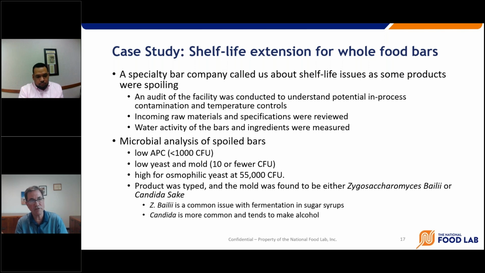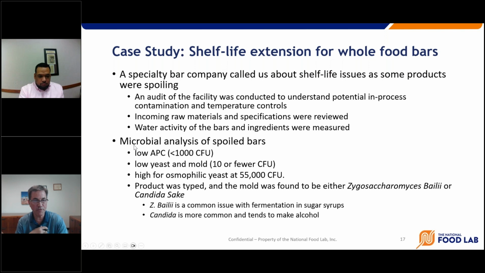So to start, we looked at what's going on in their facility. Are there places where we can maybe help them with sanitation, where they may be contaminating ingredients? Are there temperature controls? What do the raw materials look like? Are there specifications that might say, well, here's where a higher microbial load is okay? And then finally looking at the water activity of the different bars and ingredients that they were using.